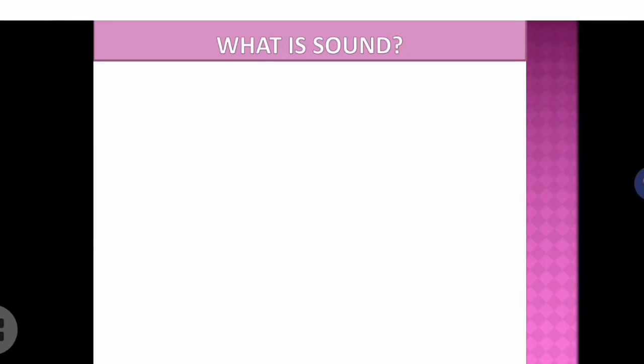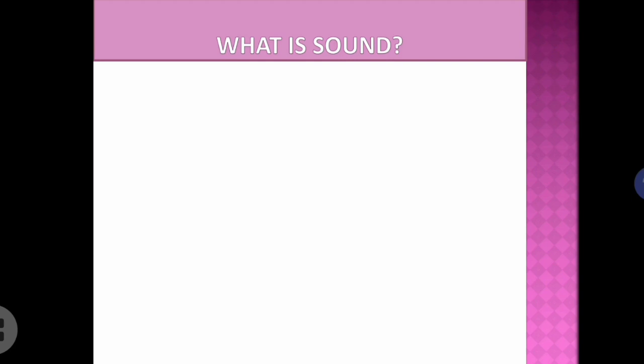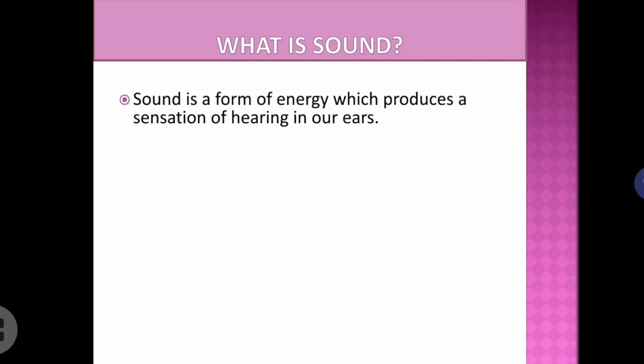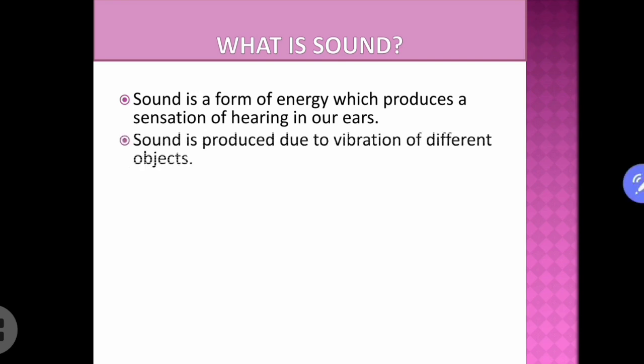What is sound? Yes, it is a form of energy which produces a sensation of hearing in our ears, right? It produces a sensation of hearing which helps us to hear anything. And how is sound produced? Yes, it is due to the vibration of different objects. Sound is produced due to the vibration of different objects.